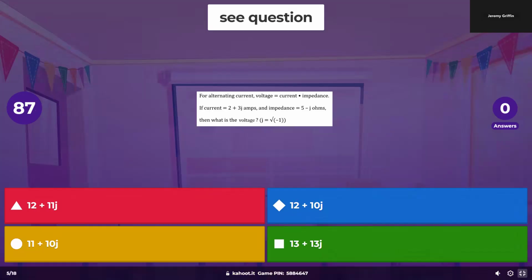For alternating current, voltage equals current times impedance. Suppose the current is 2 plus 3j amps, and the impedance is 5 minus j ohms. What is the voltage? So you're going to FOIL this. Do 2 plus 3j and 5 minus j. So first, outside, inside, last. j is the same thing as i, so the square root of -1.